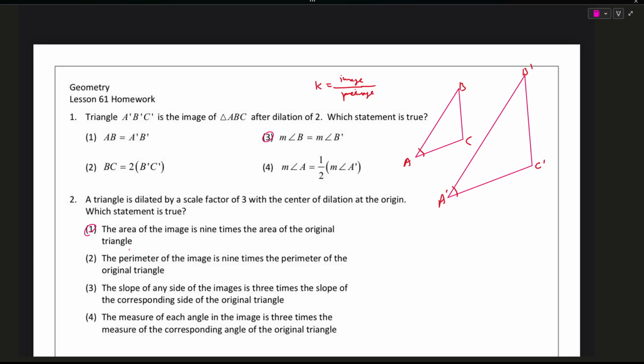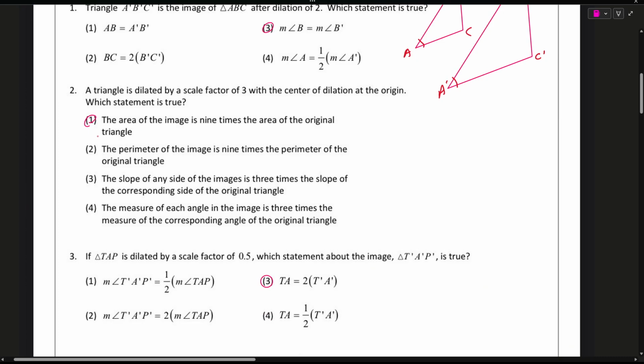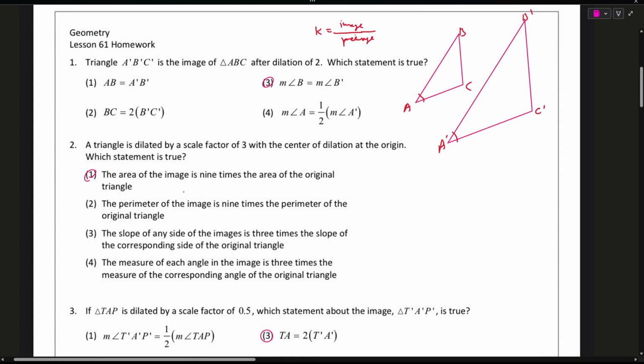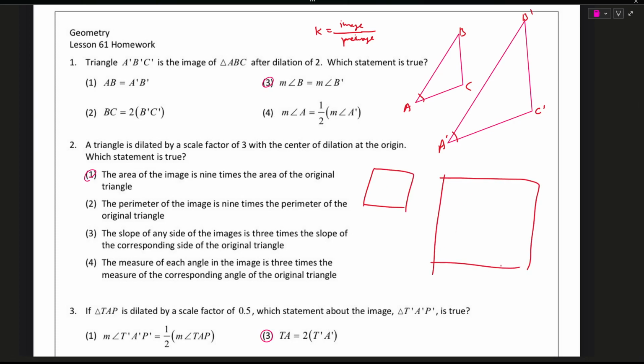So the second question says a triangle is dilated by a scale factor of 3. This is another fact, right? If we think about a simple shape like a square, and let's just say you double all the sides. If this is L, this is 2L, this is W or something, this is 2W. Then since we're multiplying two dimensions by the scale factor, that ends up being scale factor squared.